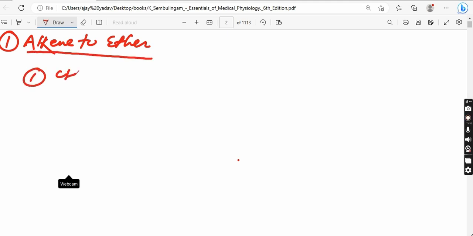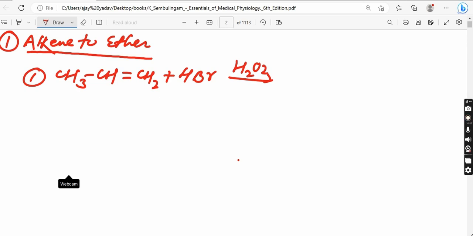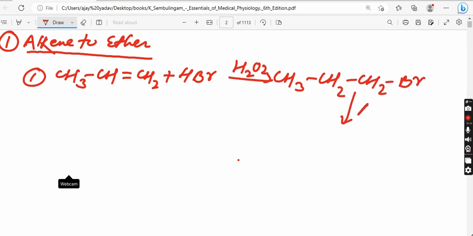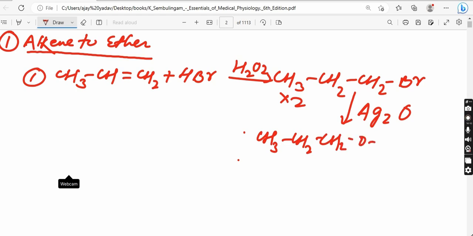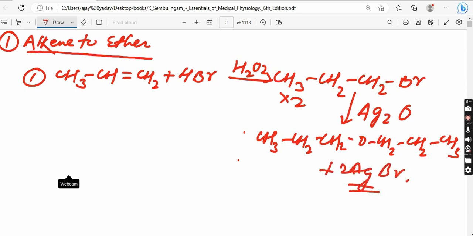Suppose we have CH3, CH double bond CH2, and we are reacting HBr in the presence of H2O2. This will follow anti-Markovnikov's rule. So this will give you CH3 CH2 CH2 Br, right? And when we react this with Ag2O, now what will happen? Two molecules of this one will react with this Ag2O to produce CH3 CH2 CH2O CH2 CH2 CH3. This is your ether, right? And 2AgBr, right? So this reaction will give you ether.